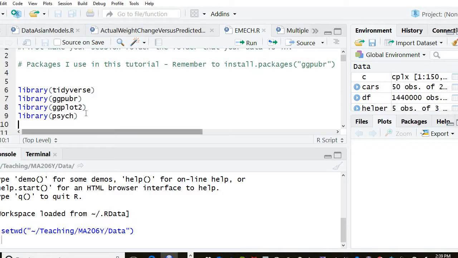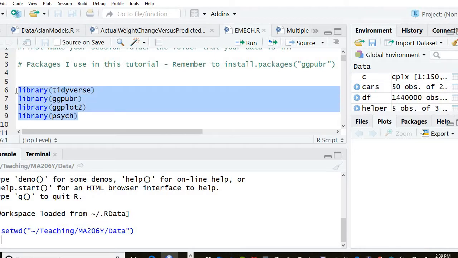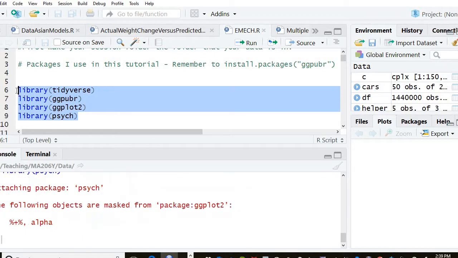So I set my directory where my data is. You have to do that first. And then you want to highlight all the libraries that you want to use. And this is just a template showing you how to make some visualizations.